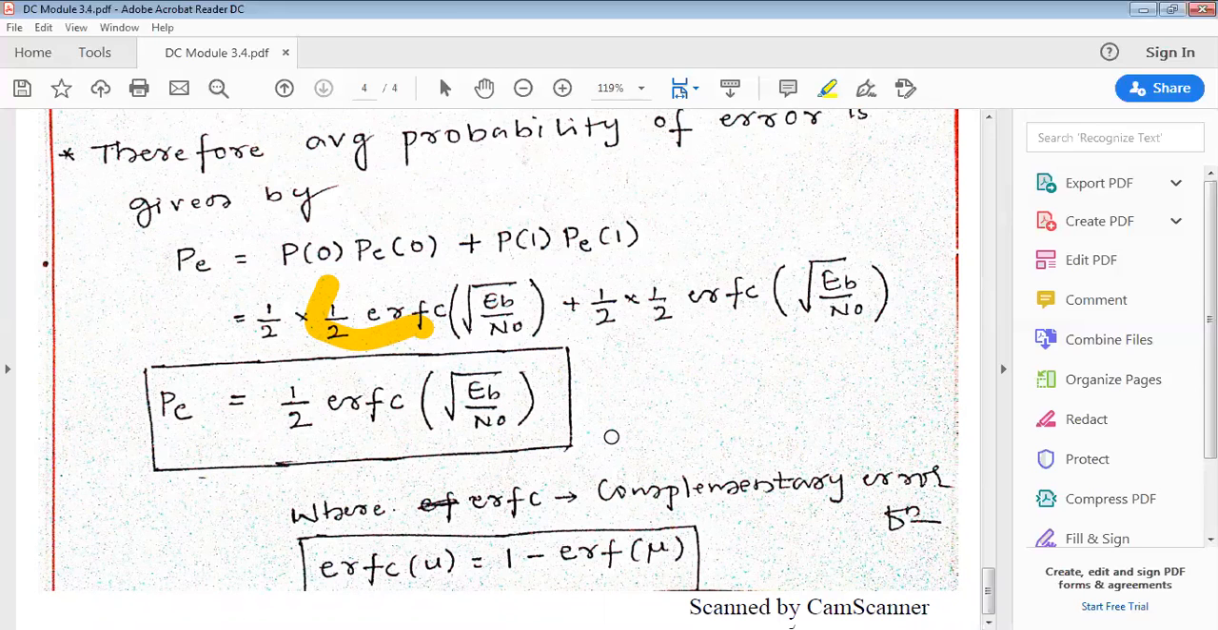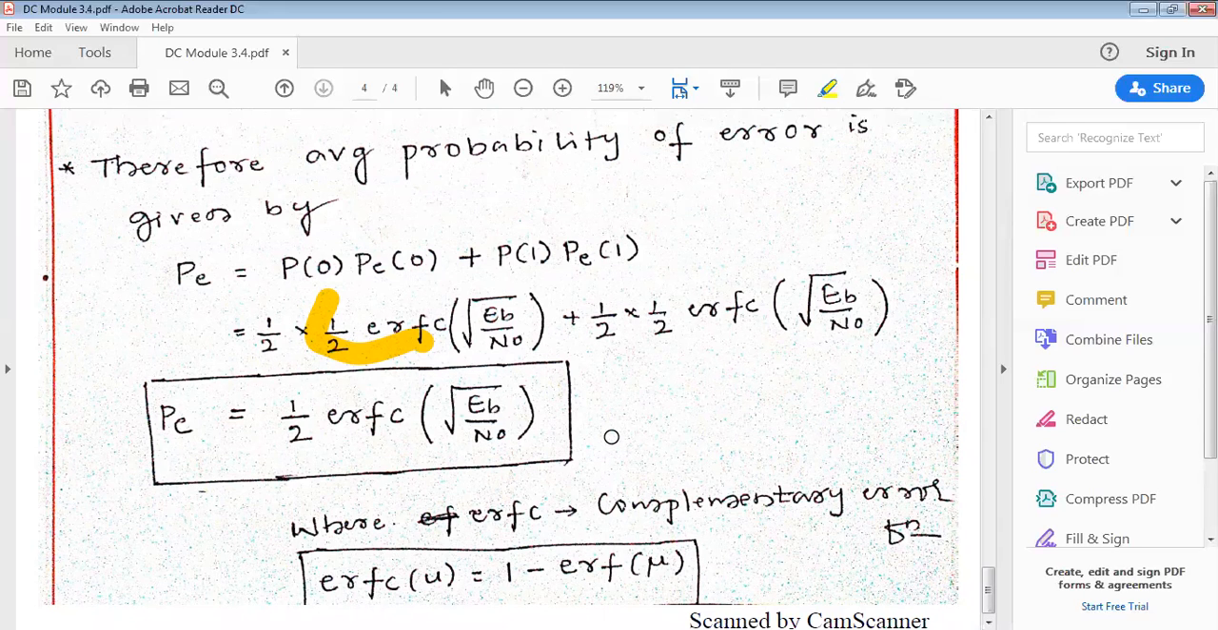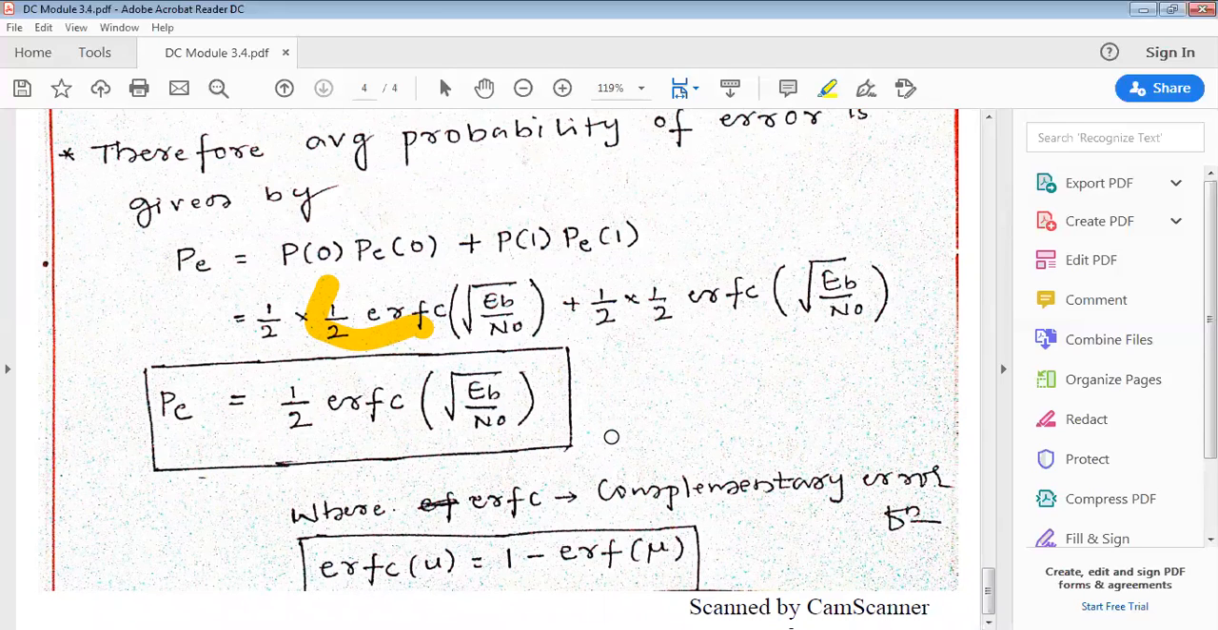So this is a very important equation, and it is useful when you are calculating the error probability for different transmissions of symbols 1s and 0s, where ERFC is nothing but the complementary error function, which is 1 minus the error function of u, right? So this is about the average probability of error of coherent detection of a BPSK signal.